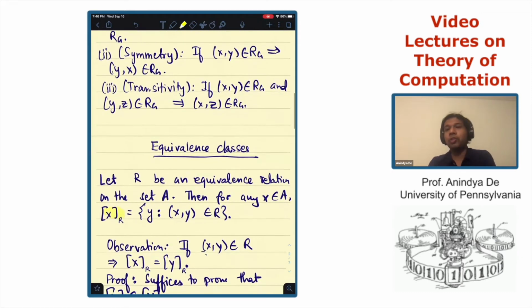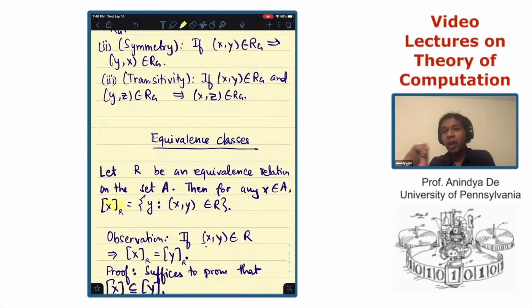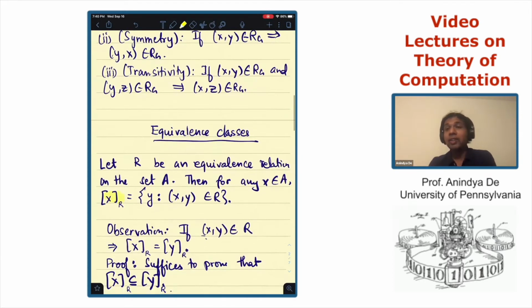The first observation is that if X and Y are related, if (X, Y) belongs to R, then the equivalence class of X is equal to the equivalence class of Y. I'm not constantly saying equivalence class of X with respect to R; with respect to R is understood in this context, so I'm not going to always say that. But the main thing is that if (X, Y) is in R, then the equivalence class of X equals the equivalence class of Y.